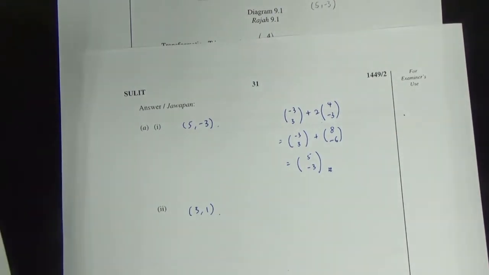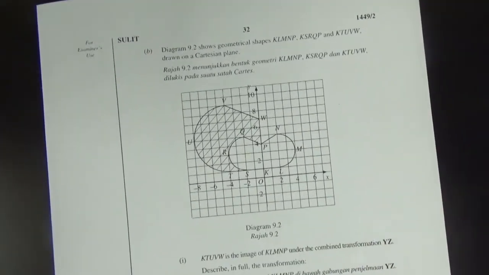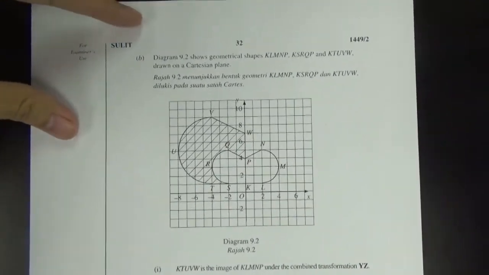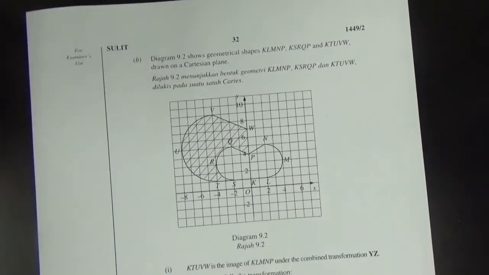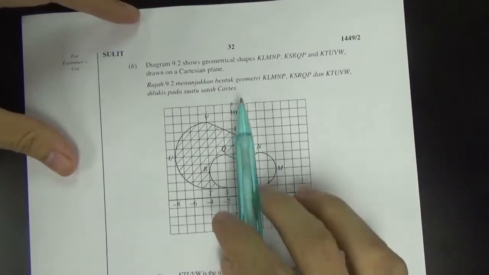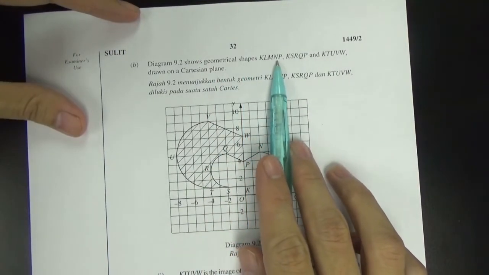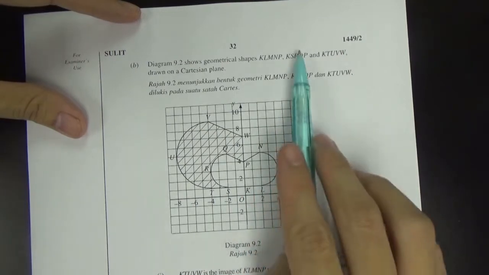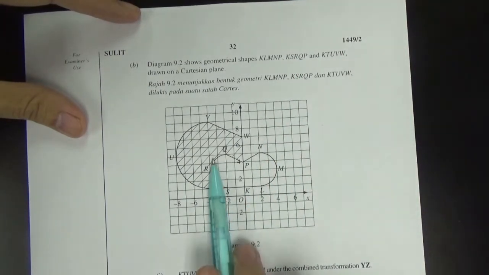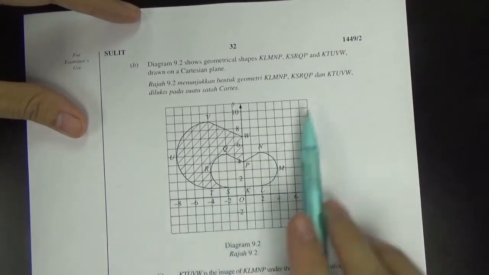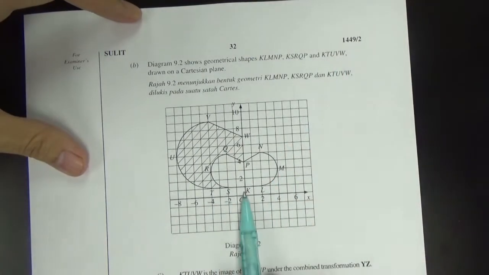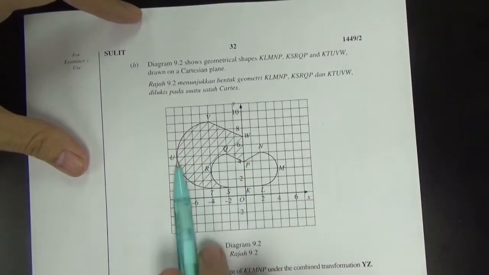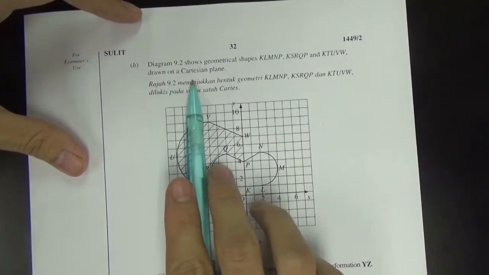Okay, so that was a solution for part A. Let's look at part B now. In part B, we have diagram 9.2. It shows geometrical shapes K, L, M, and P, which is this one. On the right hand side, K, S, R, Q, P, which is this one, and K, T, U, V, W, which is the big one, drawn on a Cartesian plane.